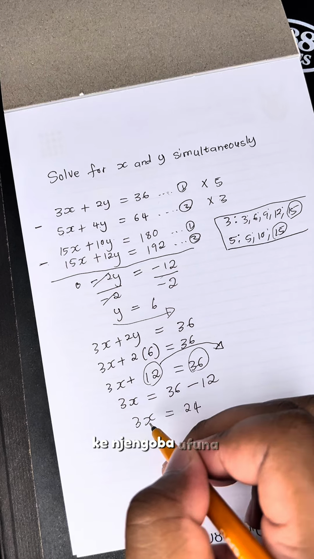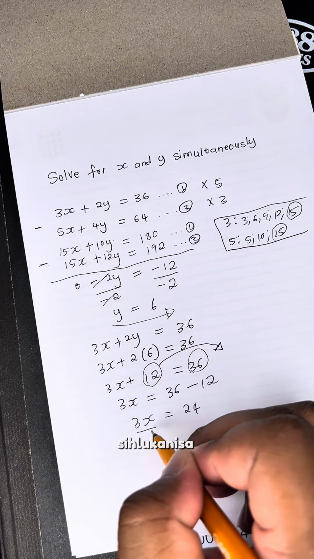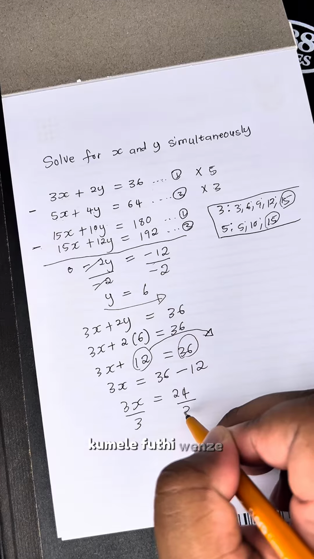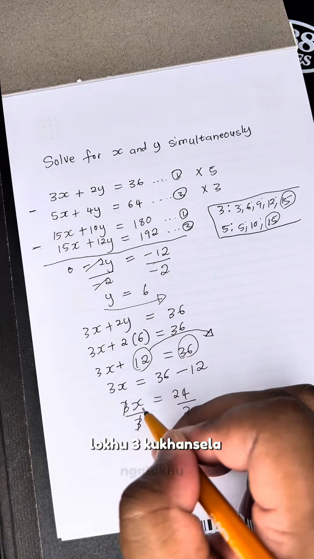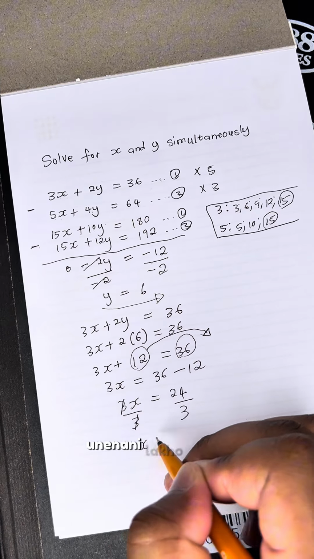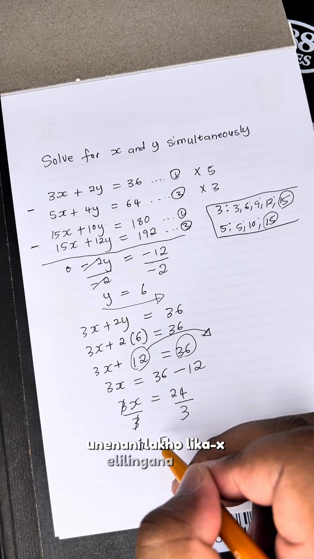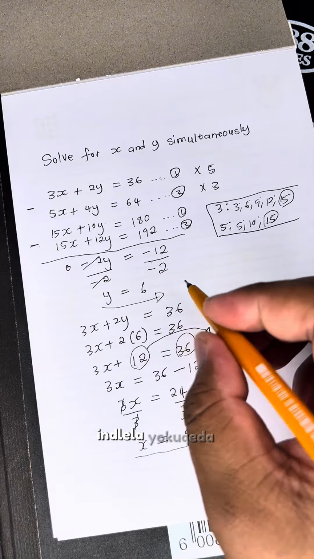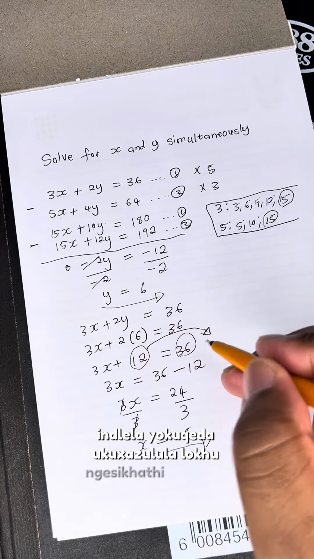Then since you are looking for the value of x, we divide by 3. And then what you do on the left, you must also do on the right. This 3 cancels with this 3. You have your value of x as equals to 8. This is how you use the elimination method to solve for this simultaneously.